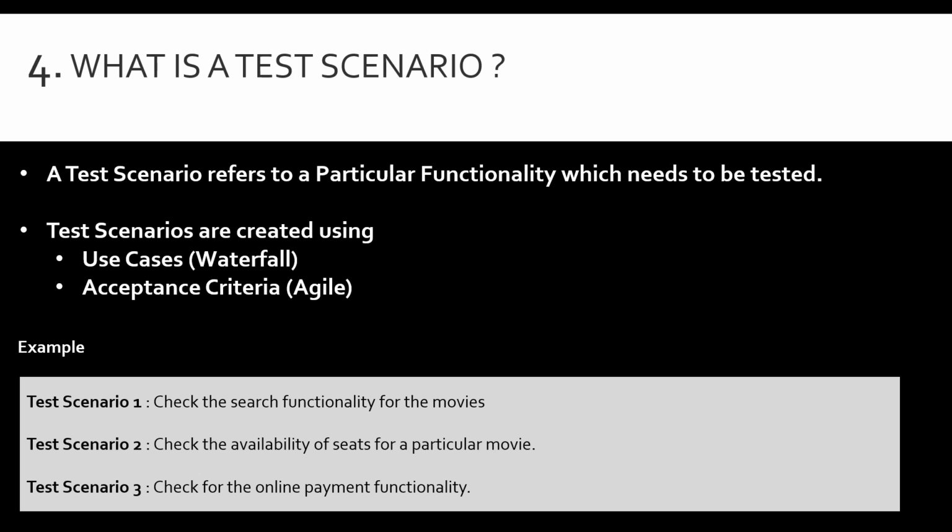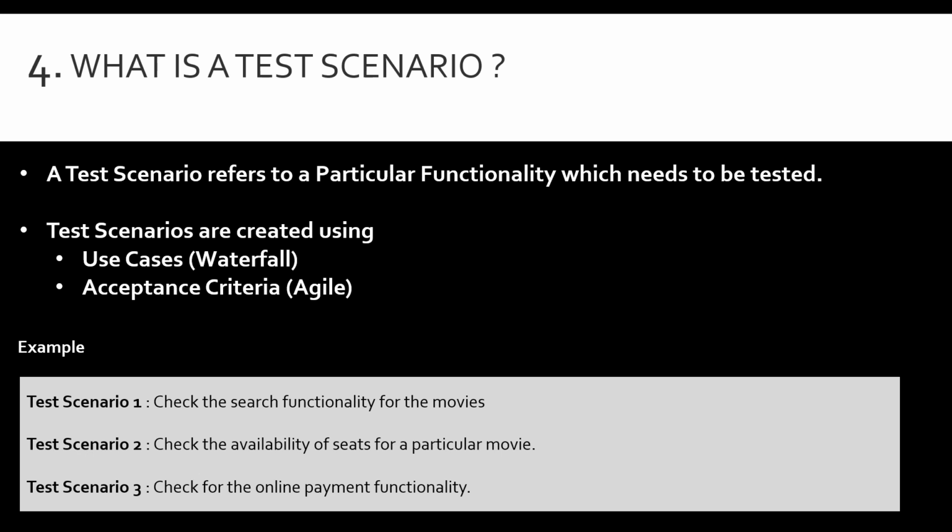So test scenario number 1, check the search functionality for the movies. So this scenario basically talks about where the customer can enter a keyword and the appropriate movie appears in the listing. Test scenario number 2, check the availability of seats for a particular movie.